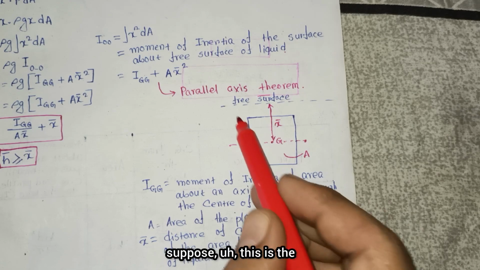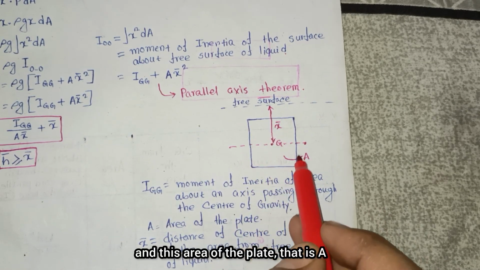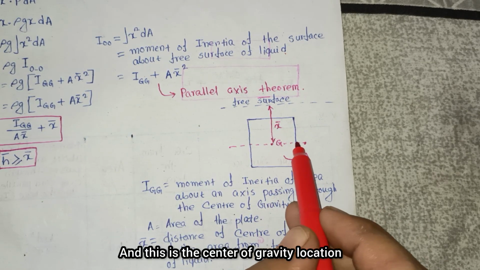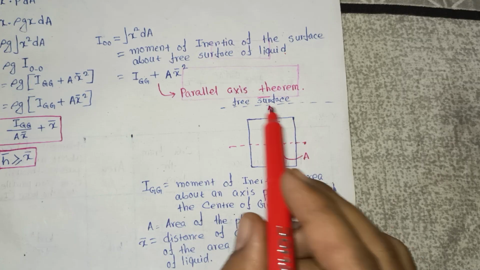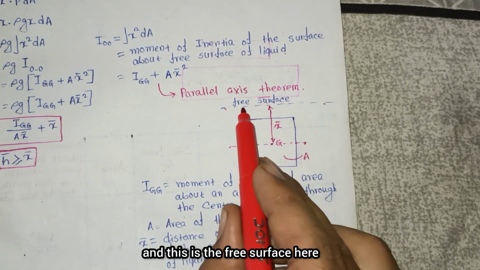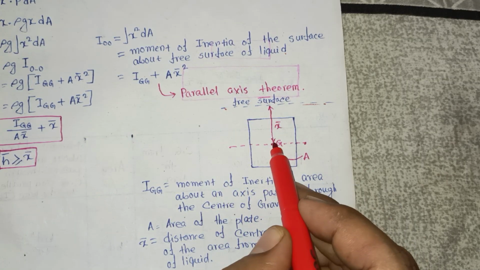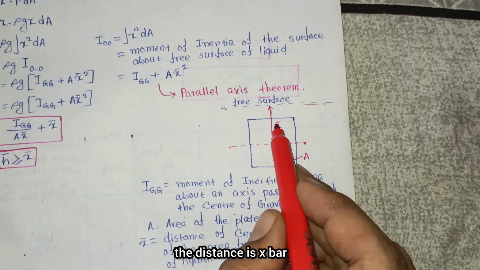Now suppose this is the plate here, and the area of the plate is A, and this is the center of gravity location. There is a liquid, and this is the free surface here. So from this free surface to the center of gravity point G, the distance is x bar.